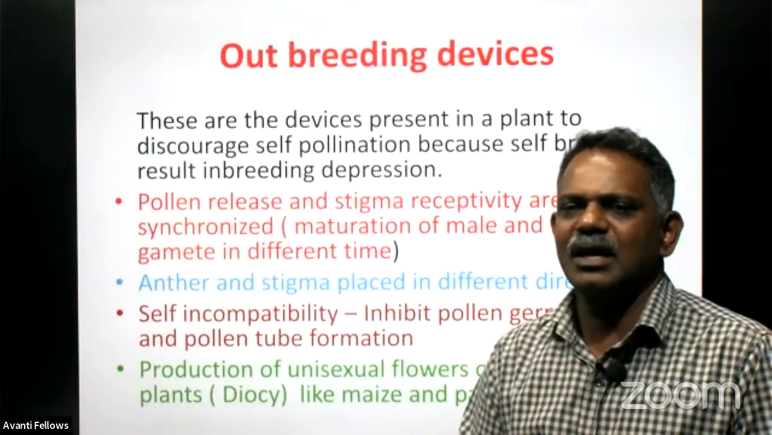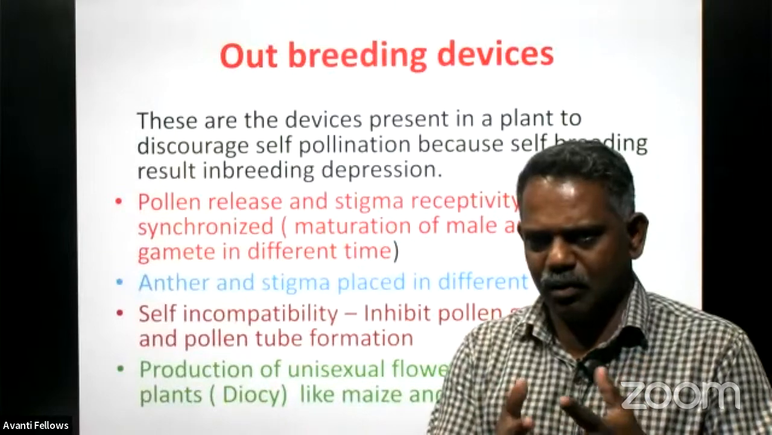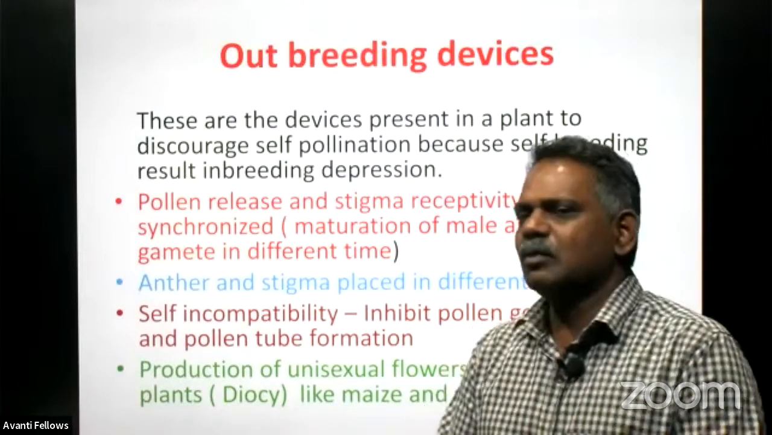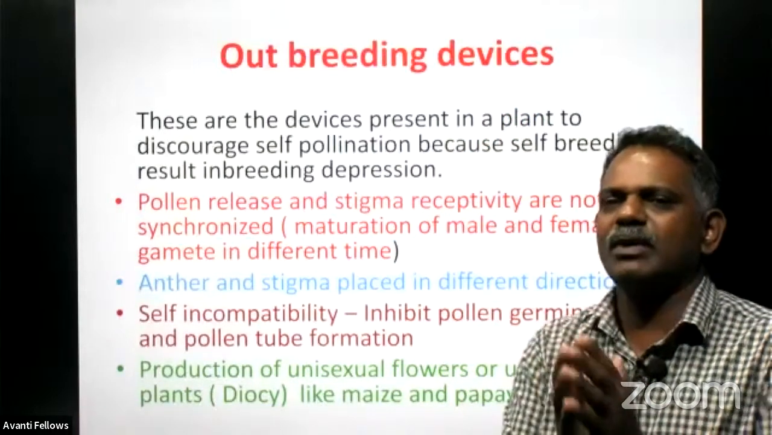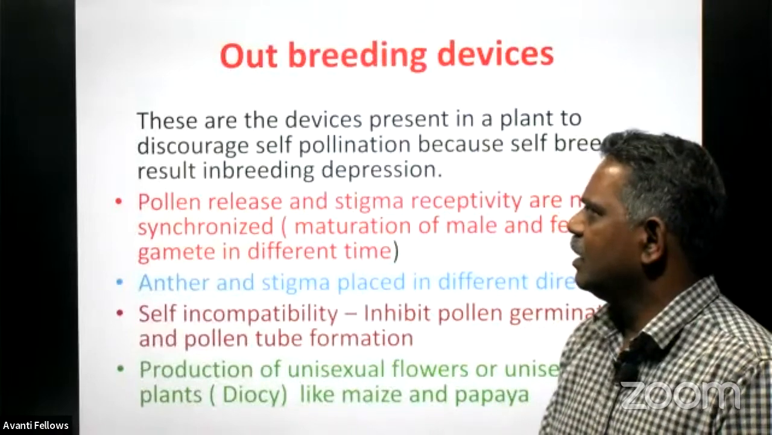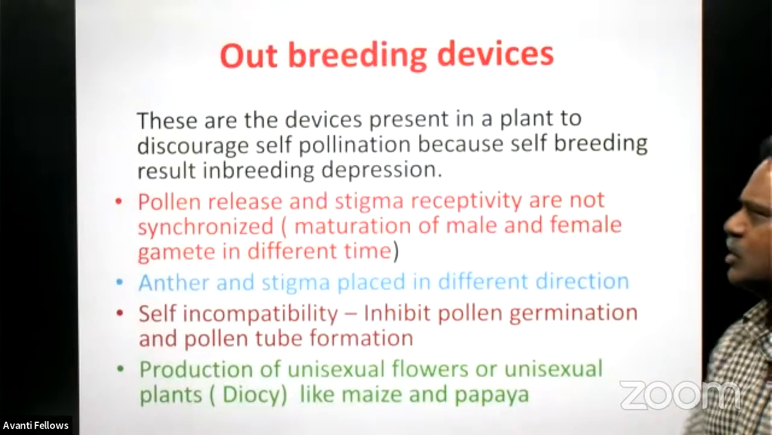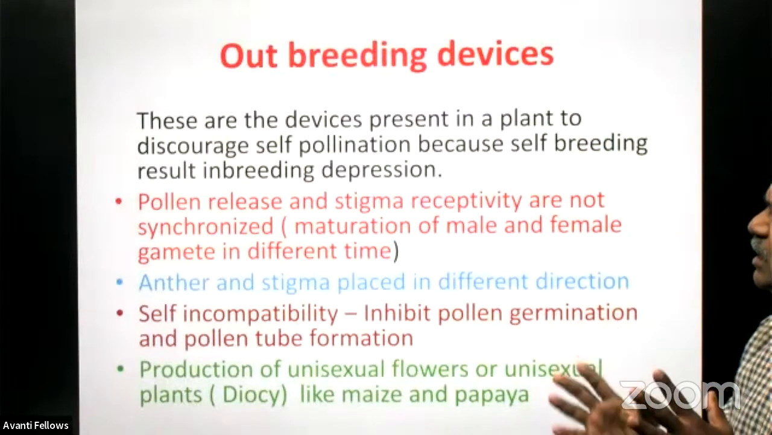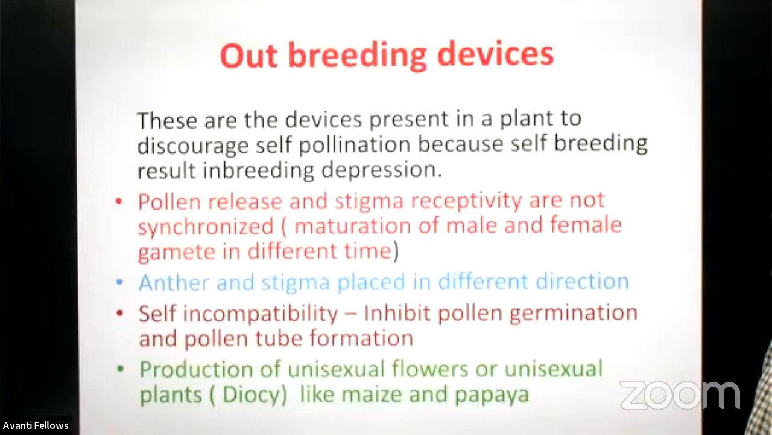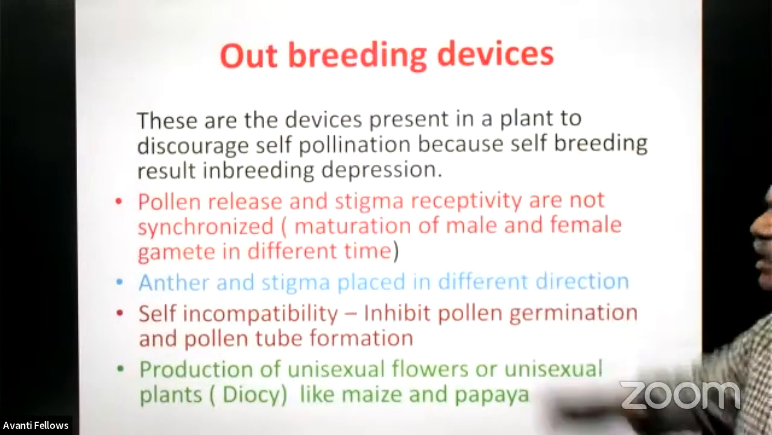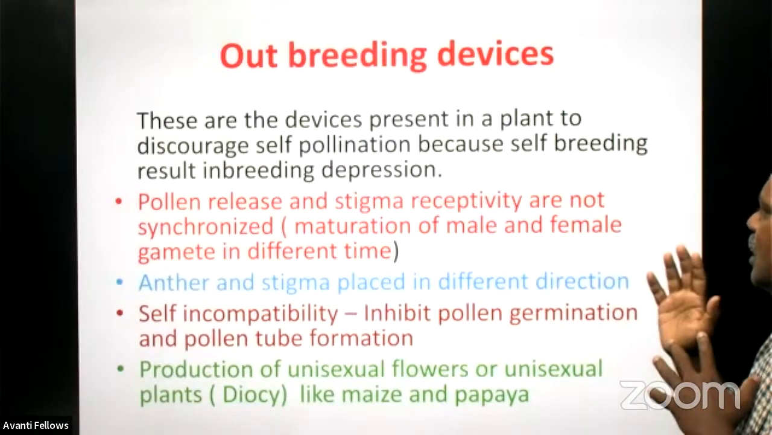So most plants have some device, particularly in the flower, to avoid such inbreeding, and that we call the outbreeding devices. These are devices to prevent inbreeding or self-pollination. These devices are present in a plant to discourage self-pollination, because self-breeding results in inbreeding depression. It makes the plants lose many useful characters. That we call inbreeding depression.